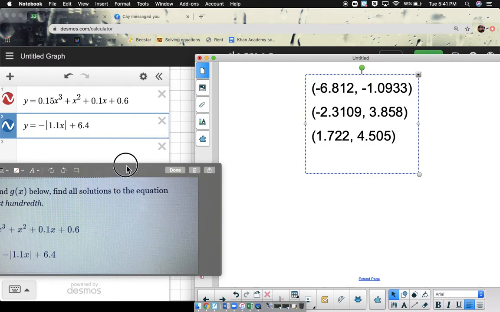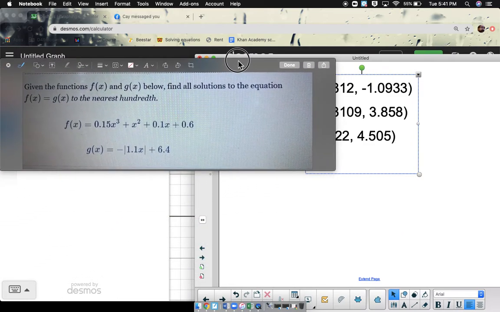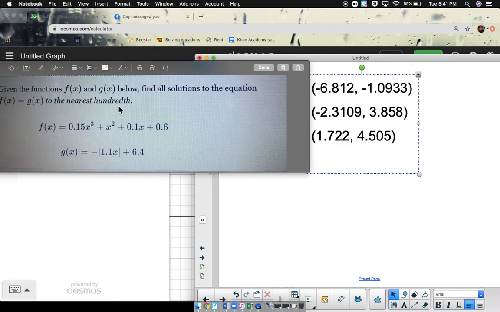And so it's asking what are all the solutions to the equation to the nearest hundredth. So now the big thing is just going to be that we need to go ahead and write these solutions written out to the nearest hundredth. So we just got to round these. So here we've got a 2 in the thousands place. So that's just going to round to negative 6.81.